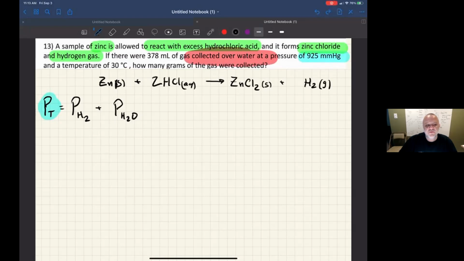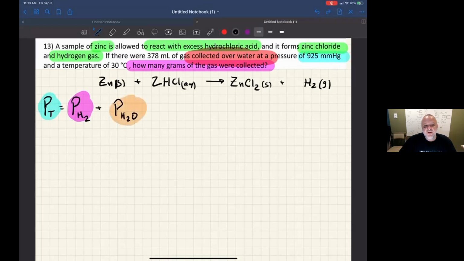is the sum of both hydrogen and water. So the partial pressure of hydrogen plus the partial pressure of water, and the partial pressure of water is its vapor pressure. Now, ultimately, we have to figure out how many grams of hydrogen are collected. So what that means is we need to know the partial pressure of hydrogen in order to calculate the number of moles, in order to convert that to grams. So there is a lot of work to do.